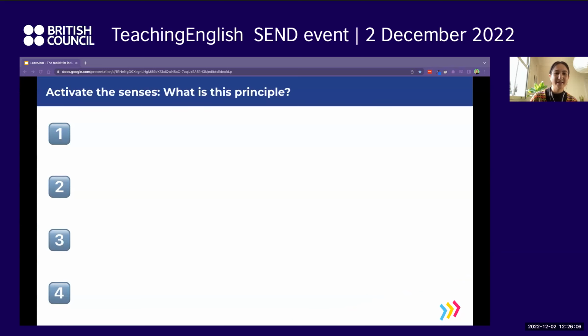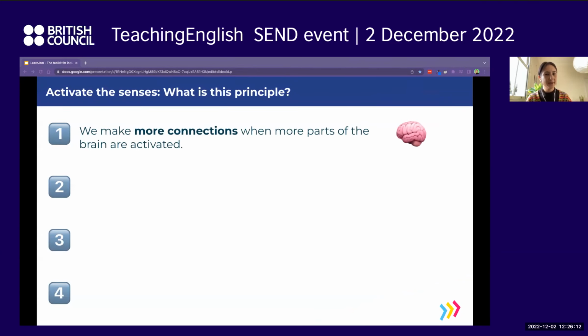So activate the senses. What is this principle? What does it have to do with learning? So I've got 4 points to share here. So one is the idea that we make more connections when more parts of our brain are activated. So we often present information with one modality, so for example, written or verbal, but our brains make more connections and therefore retain more information when more parts of the brain are activated.